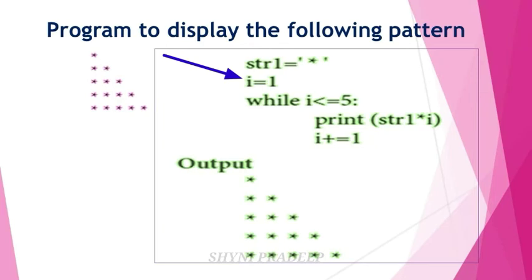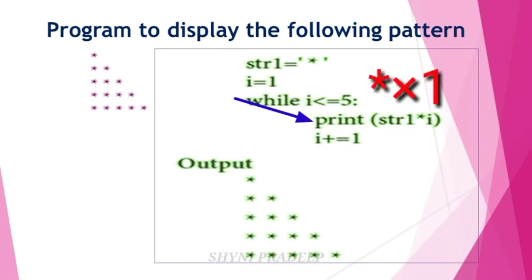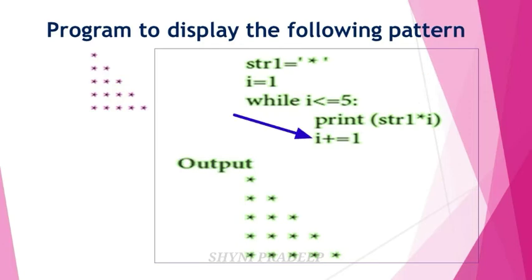So first, initial value is what? 1. So you have to check the condition. 1 is less than or equal to 5. True, this condition is true. So you have to print str1 into I. So str1 means what? Star. Okay, star into I. So you have to print this multiplication symbol star for one time. Okay, this will be printed on the output screen. Next, I plus is equal to 1. So you have to increment that initial value by 1. So this I becomes 2.